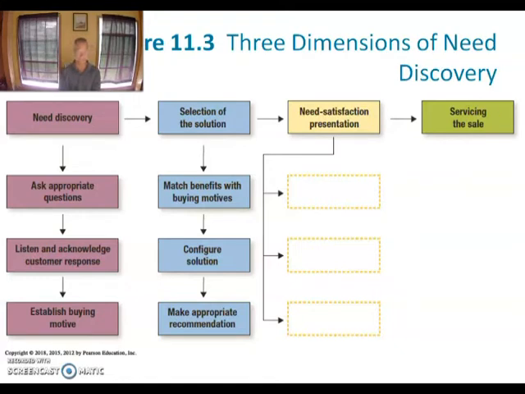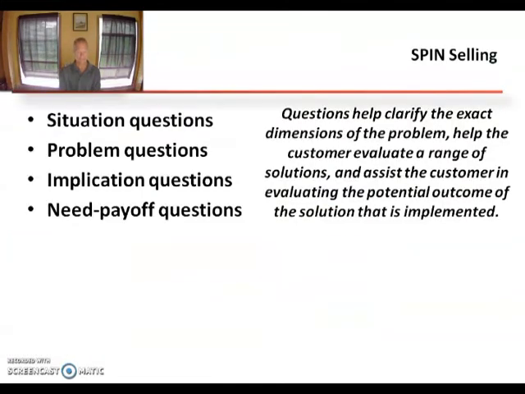Remember, we talked about this on Monday night as we got together. A feature is a portion of the product or a thing about the product, and a benefit is why that product is good and how it serves the customer's needs. You're going to configure the solution and then make appropriate recommendations, and that's all about the needs satisfaction presentation. We're not going to talk about that tonight. We're going to get involved in that when we get together the next time.